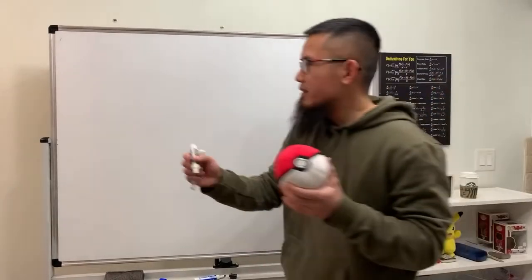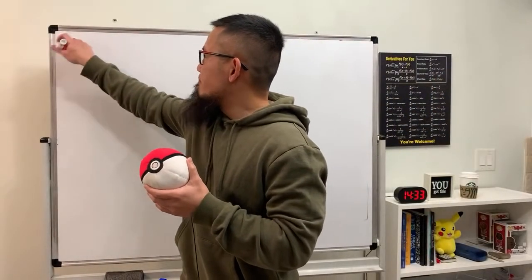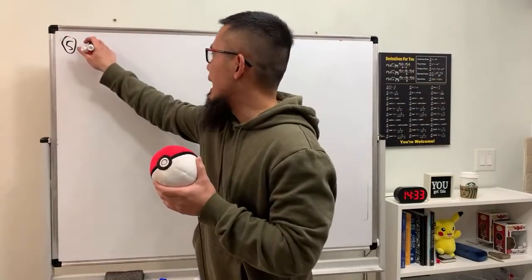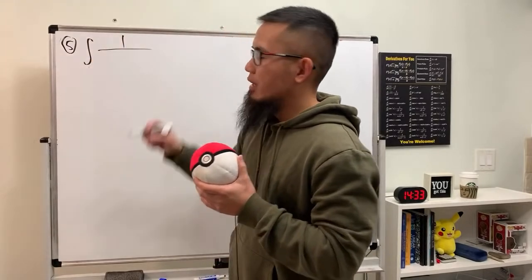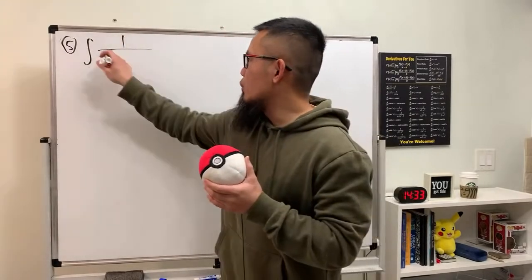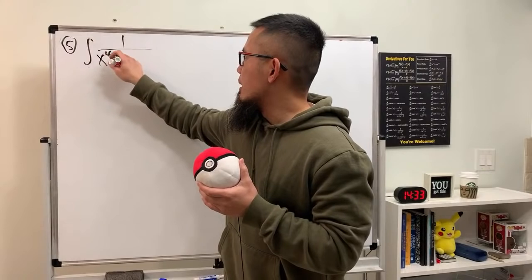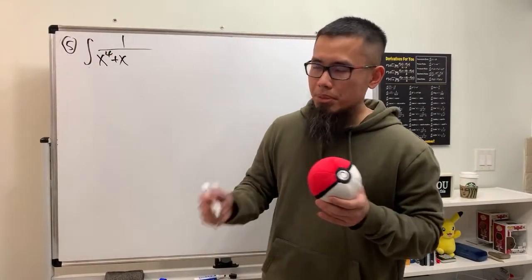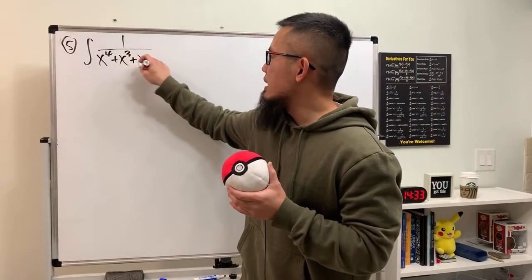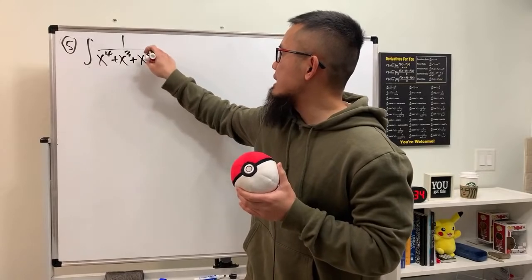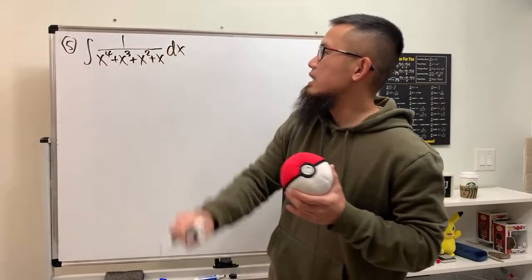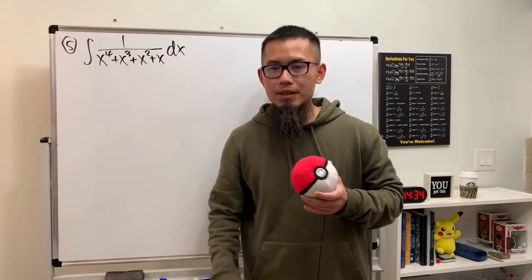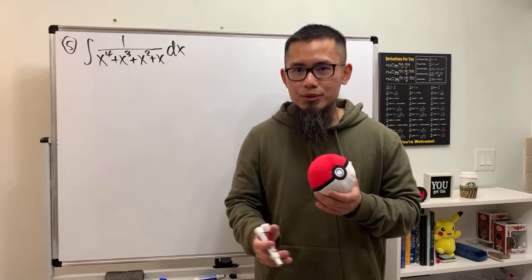All right, number 5, it's going to be a semi-long one as well, but not so bad. Integral 1 over. It might be the craziest looking one that we are doing today. x to the 4th power plus x to the 3rd power plus x squared plus x. And then we have dx.